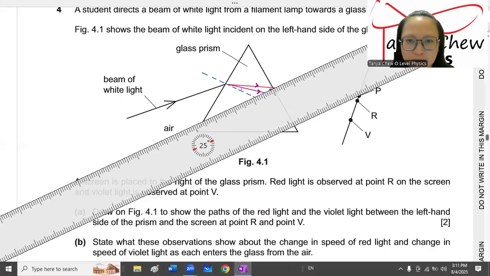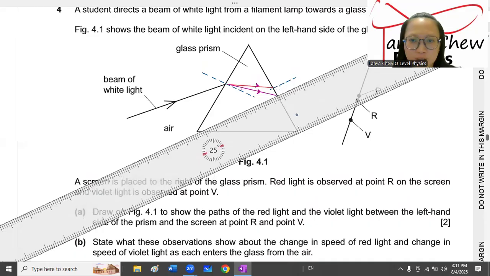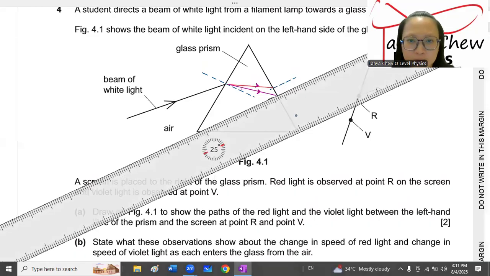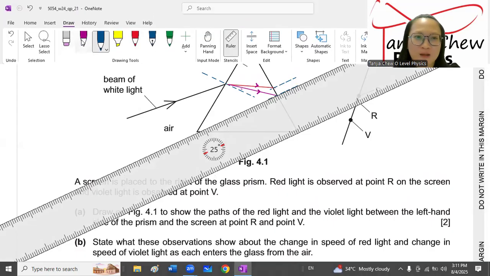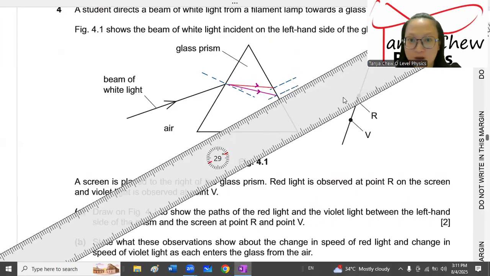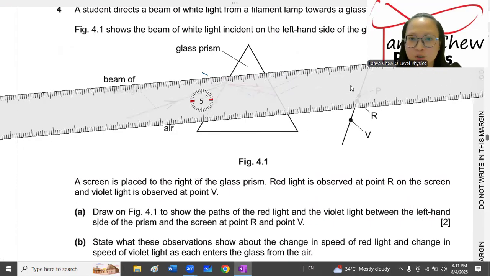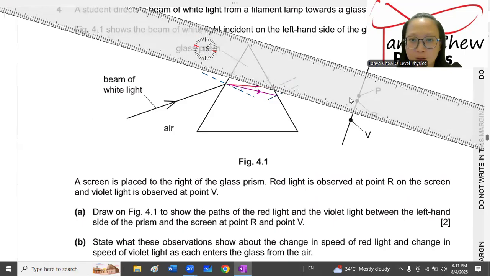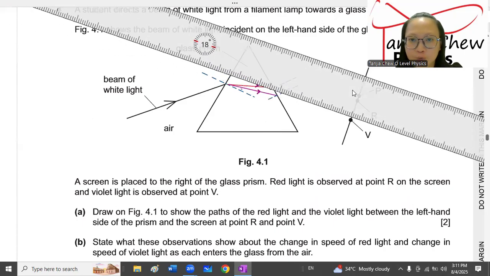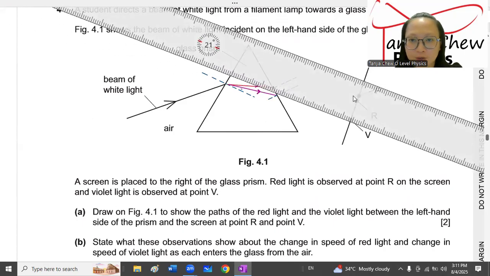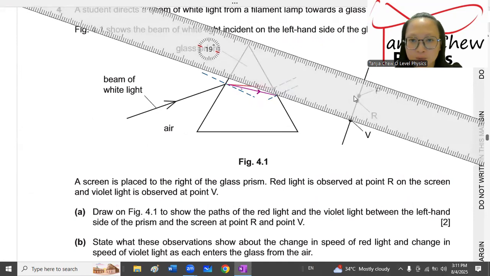I am just drawing almost 90 degrees here for violet and for red. So the violet, since the ray travels from less dense to denser, the ray will be refracted away from normal. Remember that. So you just draw a line joining this violet ray to where V is. Easier. Okay, where is it? Okay, it is here. So I'm going to draw it.